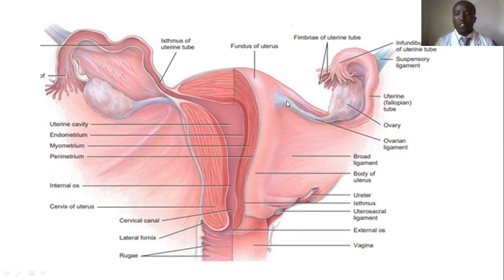This is the external view of the uterine tube, of the fallopian tube. So this is the ovary, as you can see, with its stalk or the ovarian ligament. So this is the external view. This is how the broad ligament looks, and that is it.